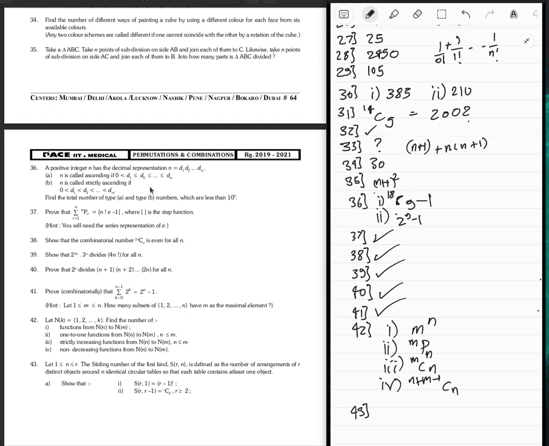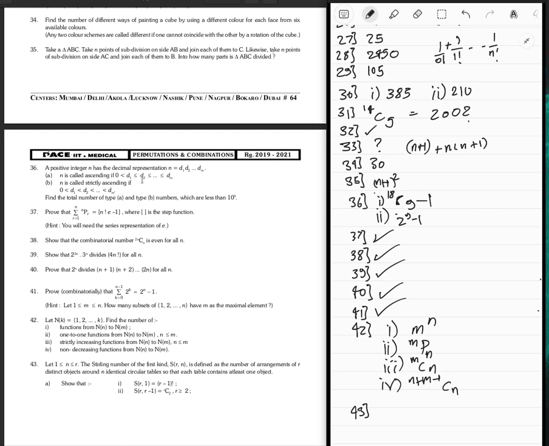43 is: let 1 be less than or equal to n be less than or equal to r. The Stirling number of the first kind, S of r comma n, is defined as the number of arrangements of r distinct objects around n identical circular tables, so that each table contains at least 1 object. What? Each table contains at least 1 object. Okay, n identical circular tables.